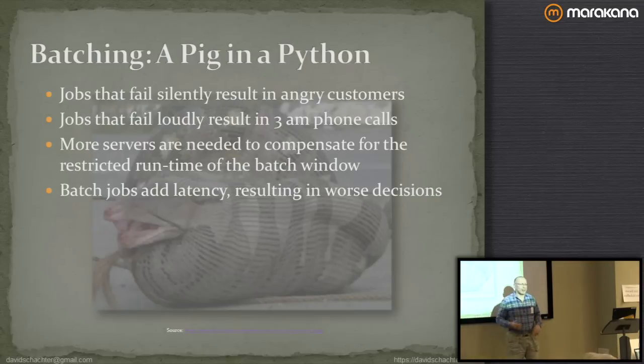When you do batch programming, jobs might fail, and they might fail silently, in which case you find out when you come in the morning and your customers or clients have sent you emails saying, where's my data? Or they might fail loudly, and then you get a 3 a.m. phone call. In my case, it was a 5 a.m. phone call. And my boss actually wanted me to call other people on the team and wake them up at 5 o'clock in the morning. And I said, no, not unless you pay me like a manager. That's what managers get paid for.